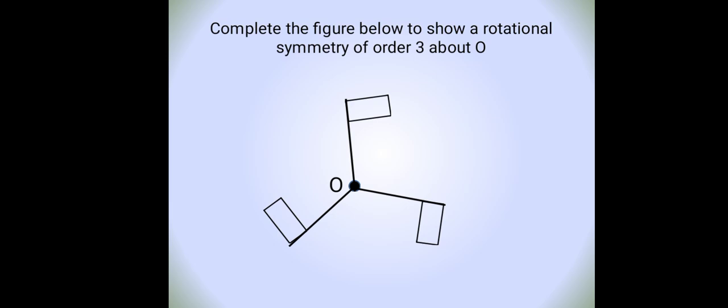Complete the figure below to show rotational symmetry of order 3 about the origin. Now here we are given one flag, just one flag. You can see a post and a flag. So I've drawn the other two to show a rotational symmetry of 3. If you take 360 divided by 3, the angle between the flags should be that angle, 120. Now try to draw such a thing. It may not be to scale, but at least you get the idea.